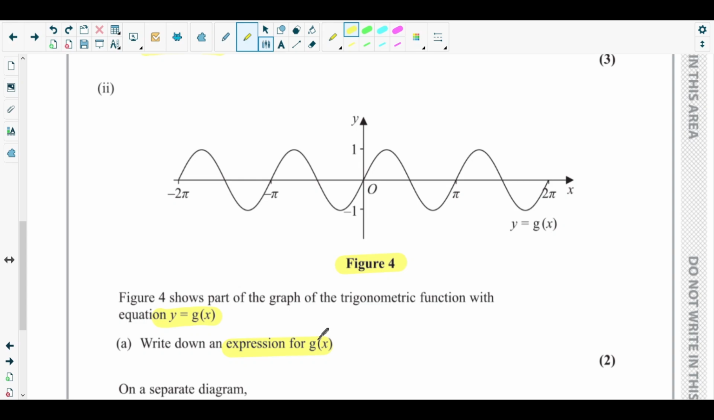For g of x, we can see easily here. It is intersecting the origin, right? So we know that the graph of sine theta starts from the origin. So sine 0 degree is what? 0. Okay. But the difference is that it is definitely a transformed graph, because the period of sine theta is 2 pi radian. But here we can see that the period has been halved. In pi radian, we can see a complete cycle.